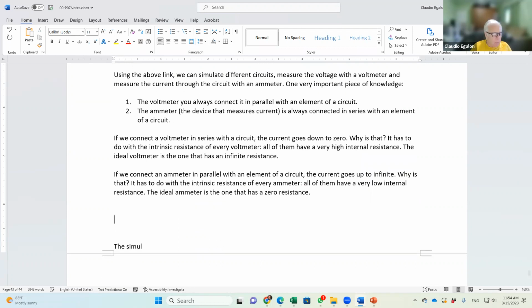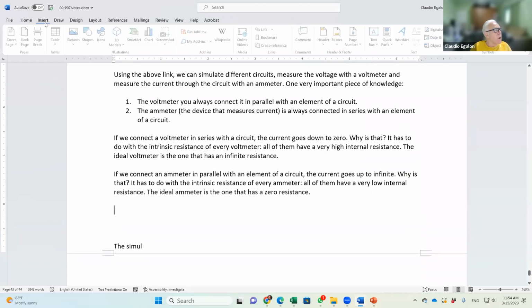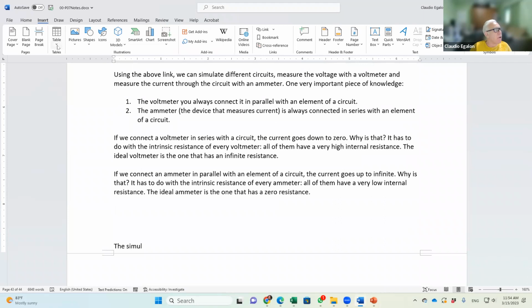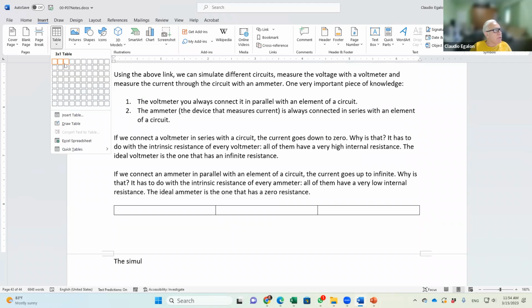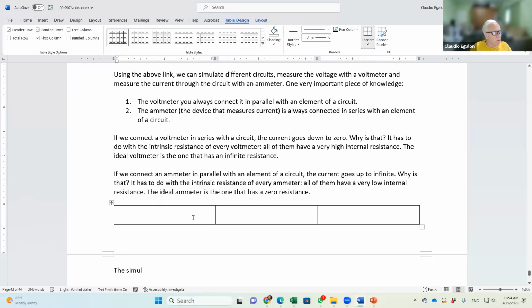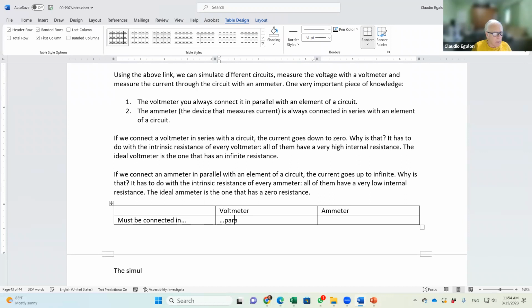We can come up with a table here. What time is that? 11:54, right? Any questions about the lab? It looks like we did most of it, right? So voltmeter must be connected in parallel. Ammeter must be connected in series, okay?